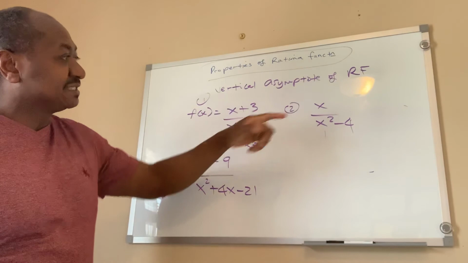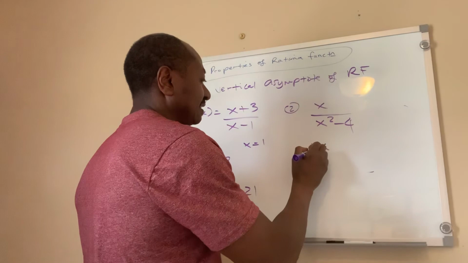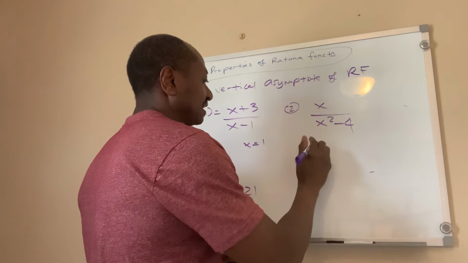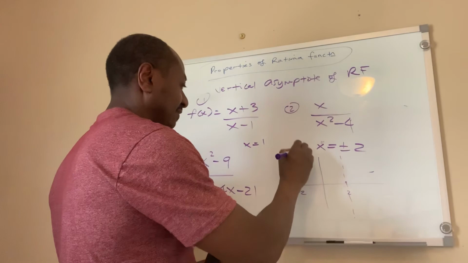Okay, here is the same thing. There's no common terms here, right? And so we solve for what? x squared minus 4, which will give us x equals plus or minus what? 2. So your vertical asymptote is negative 2 here, and 2 here. So this is your vertical asymptote.